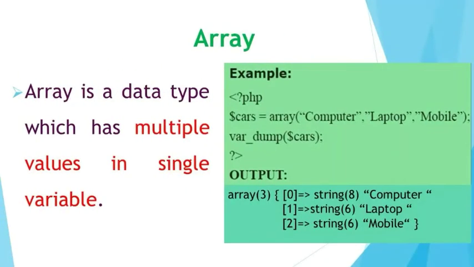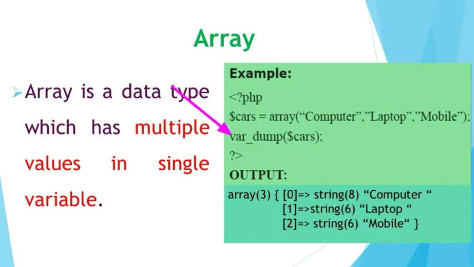And next, array. Array is a data type which has multiple values in a single variable. In a single variable, you can store multiple values in an array. See this example. This is the opening tag. This is the closing tag. Here, cars is a variable. In this variable, computer, laptop, mobile. These three values are stored by using array data type.